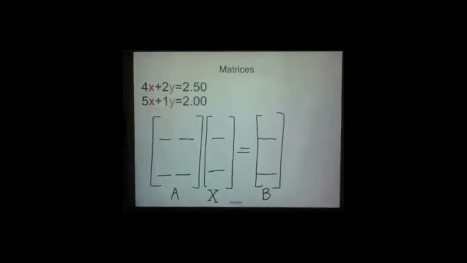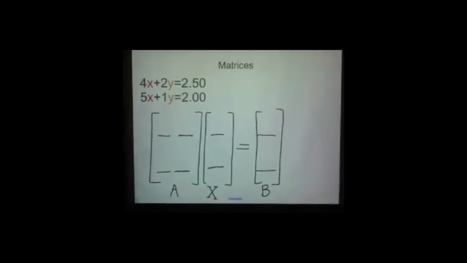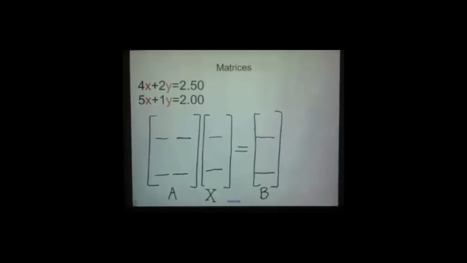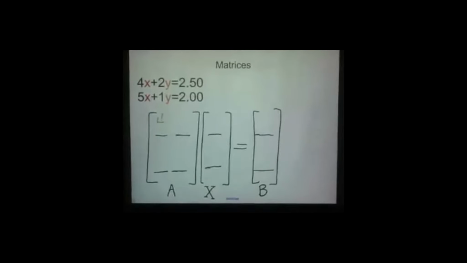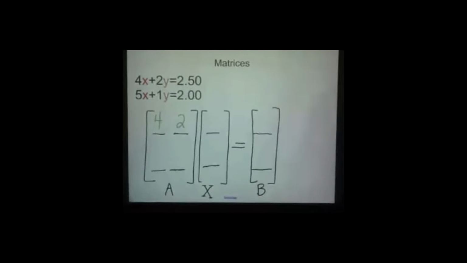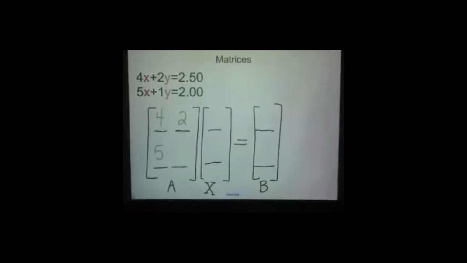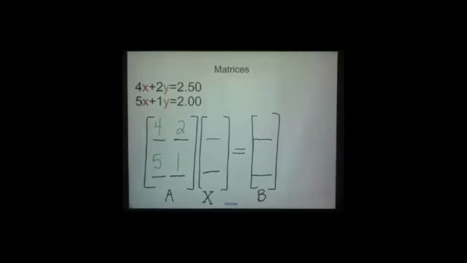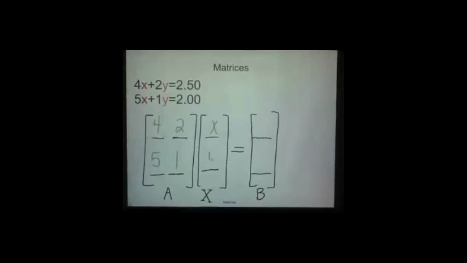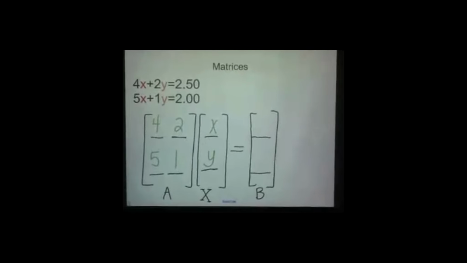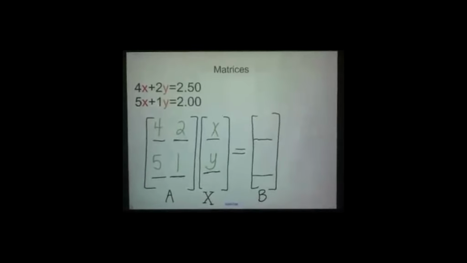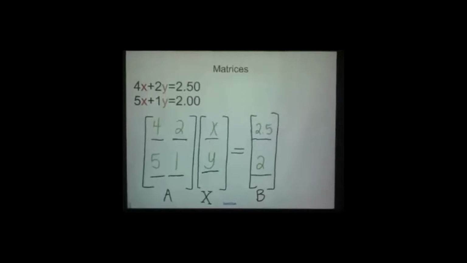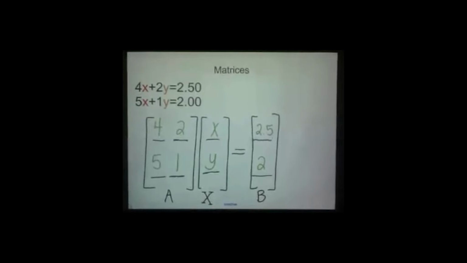Our last method is using matrices. Remember that the matrix A is the matrix of coefficients of the variables. So from equation 1, we would have 4 and 2, and equation 2, we would have 5 and 1. Matrix X is the matrix of variables, which are x and y in our case. And matrix B is the constant matrix, which is 2.5 and 2. Remember that they have to be aligned with the equations.